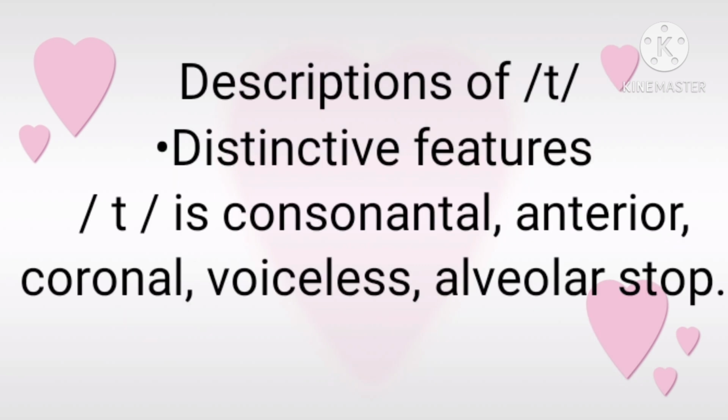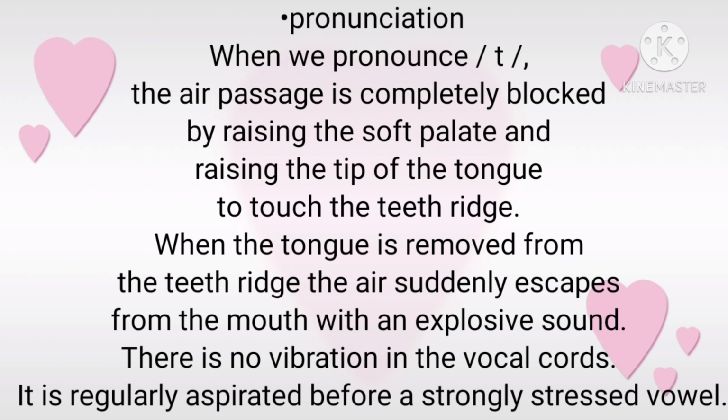Description of T. Distinctive features: T is consonantal, anterior, coronal, voiceless, alveolar, stop. Pronunciation: when we pronounce T, the air passage is completely blocked by raising the soft palate and raising the tip of the tongue to touch the teeth ridge. When the tongue is removed from the teeth ridge, the air suddenly escapes from the mouth with an explosive sound. There is no vibration in the vocal cords. It is regularly aspirated before a strongly stressed vowel.